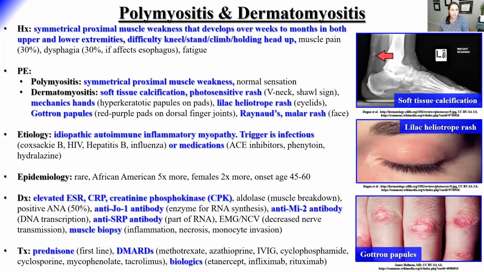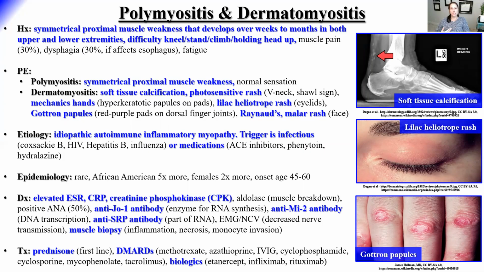So in polymyositis, this is just the symmetrical proximal muscle weakness. They will have normal sensation. In dermatomyositis, they will also have skin findings or dermatological manifestations of this. And some of the more common ones that you'll be tested on are soft tissue calcification. So look at that top picture there. You can see these calcifications.